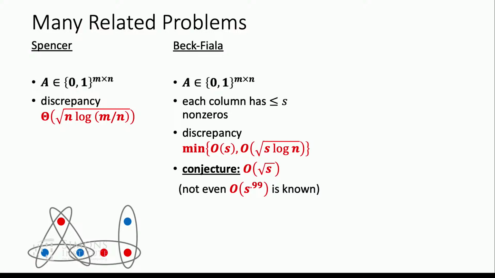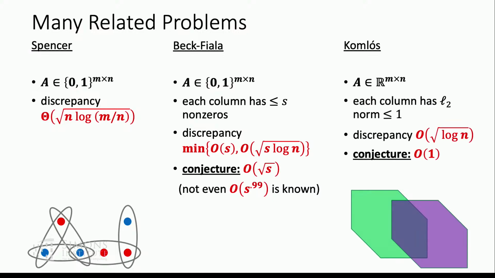So basically this one is independent of the number of columns, whereas this one has a better dependence on S, but depends logarithmically on the number of columns of my matrix. And of course, it's conjectured that one can actually achieve a discrepancy bound of order square root S, but in fact, not even S to the 0.99 is known. So if you manage to prove anything like that, that'd be a pretty major breakthrough.